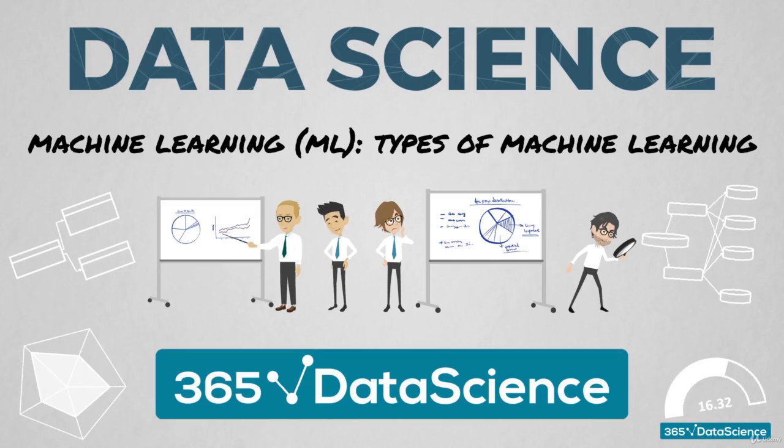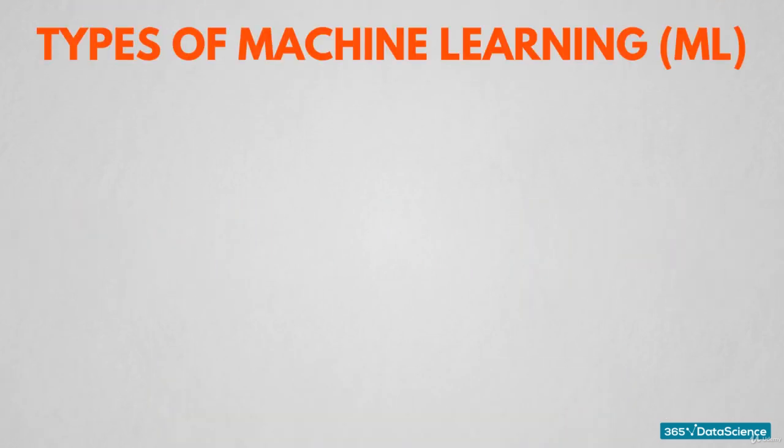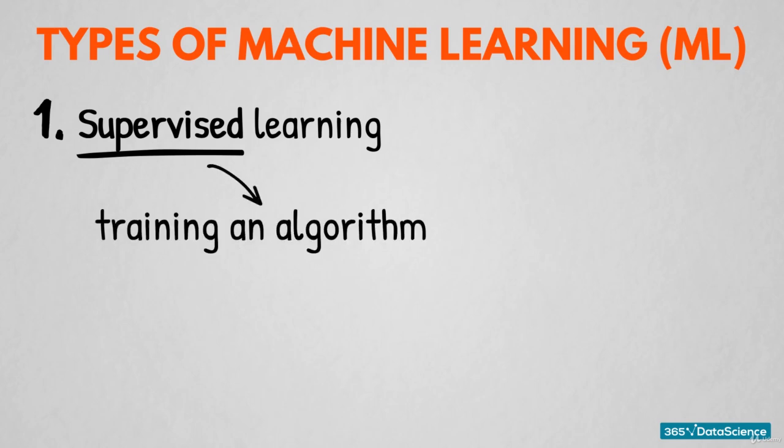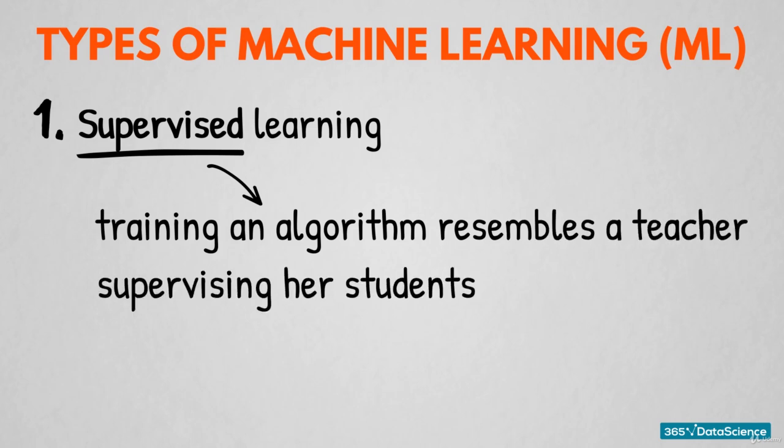There are three major types of machine learning. The most common one, applied in the majority of cases, we call supervised learning, which the robot archer example was referring to in the previous video. Its name derives from the fact that training an algorithm resembles a teacher supervising her students.